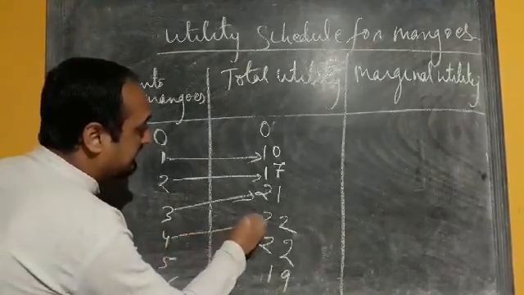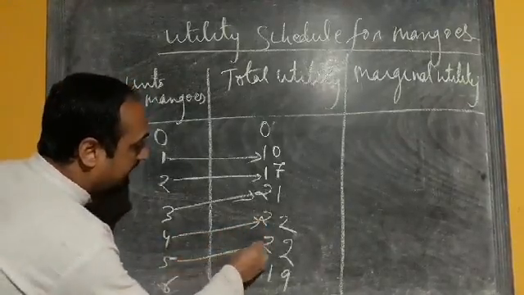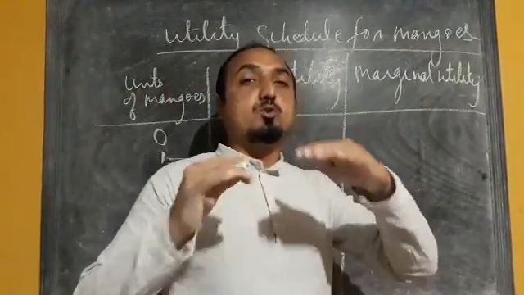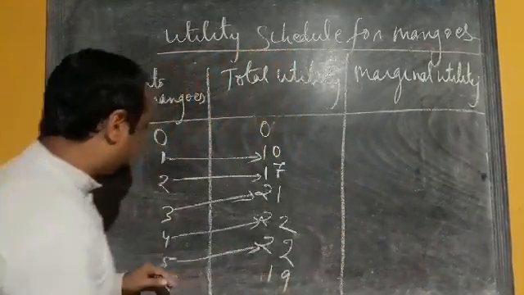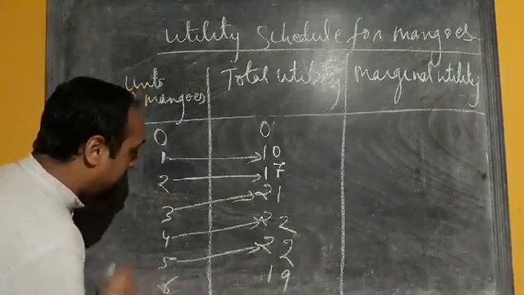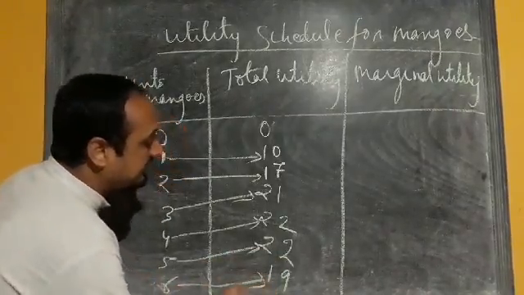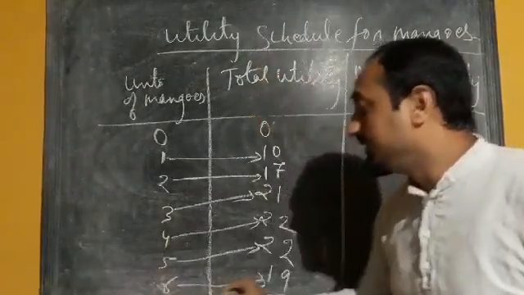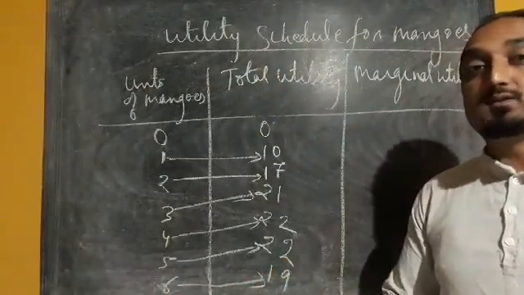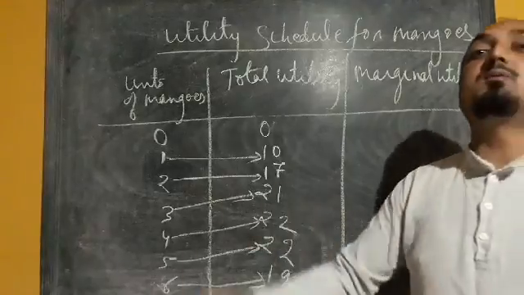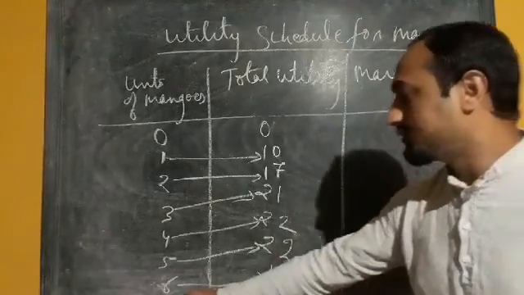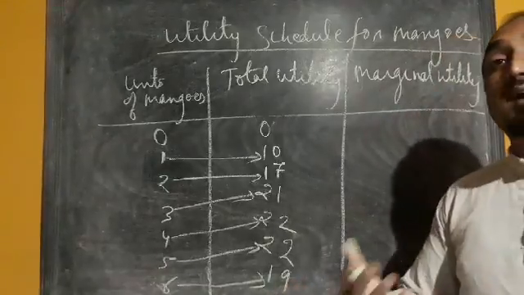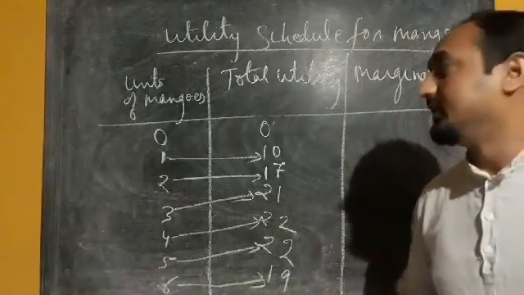Fourth one is giving 22. Fifth one is also giving 22. Means here the total utility is constant at the fifth unit of mangoes. Now sixth unit is giving, suppose, 19. Means when we are consuming the sixth unit, the level of satisfaction derived from the additional unit of commodity is going on decreasing. So here our utility is decreasing. We can say this one as disutility or negative utility.